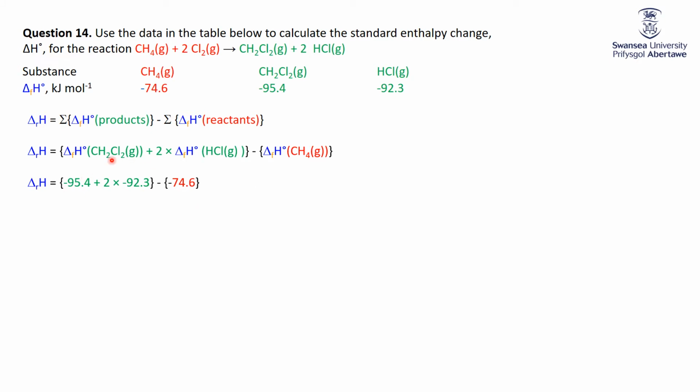So CH2Cl2 heat of formation minus 95.4, heat of formation of HCl minus 92.3, heat of formation of CH4 is minus 74.6. And when I add all that together, then I get minus 205.4 kilojoules.